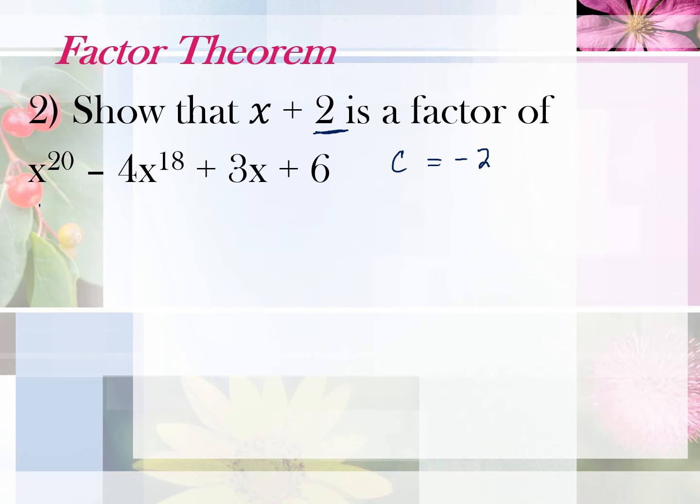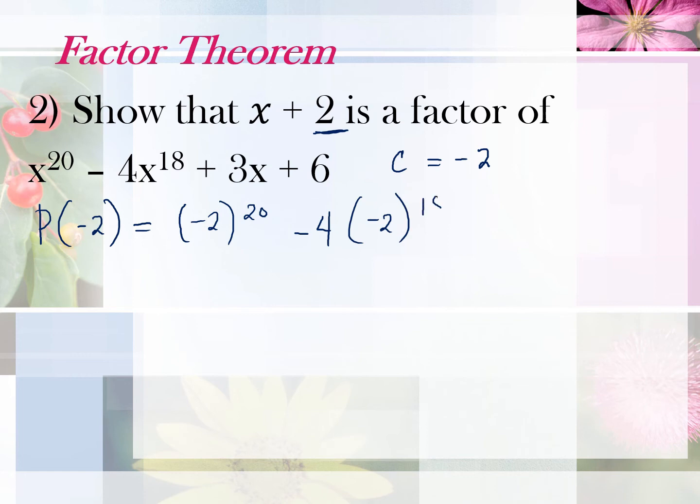So, dito kailangan nating isolve si p of negative 2. Palitan lahat natin ng x ng negative 2. So, we have negative 2 raised to 20 minus 4 times negative 2 raised to 18 plus 3 times negative 2 plus 6. And then, simplify natin. Dito sa raised to 20, medyo masyado siyang malaki, so, I think stay muna siya. Negative 2 raised to 20.